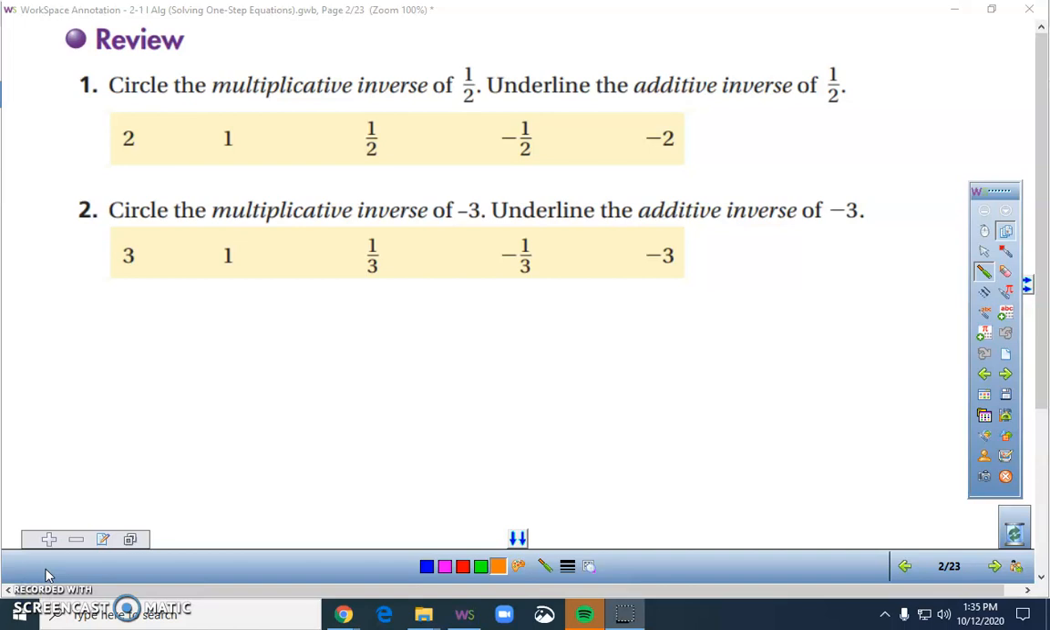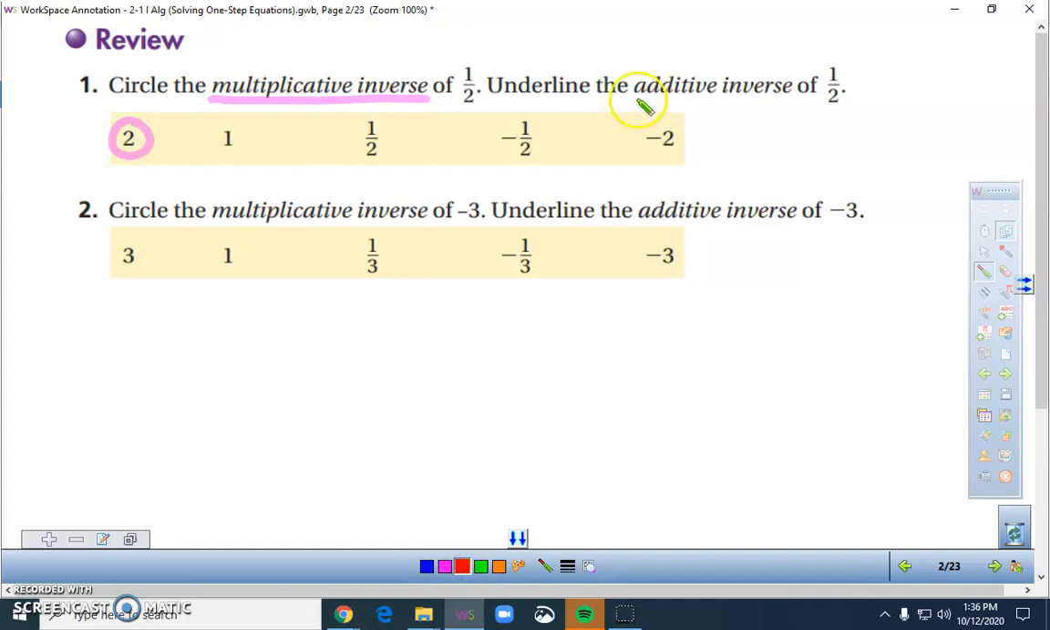Okay, a good little warm up here before we start 2-1. This is some review on some of the properties that we learned in Chapter 1. If we look at number 1, it says circle the multiplicative inverse of 1/2 and underline the additive inverse of 1/2. Multiplicative inverse, that would be what number would you multiply 1/2 by to equal 1? What times 1/2 would equal 1? And that would be 2. 2 times 1/2 would be 1.